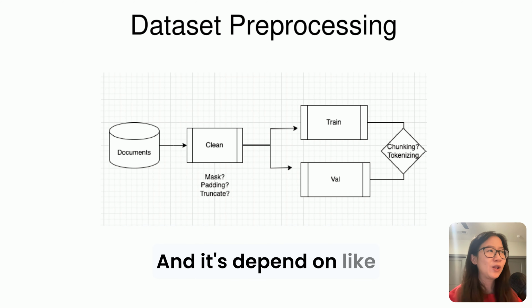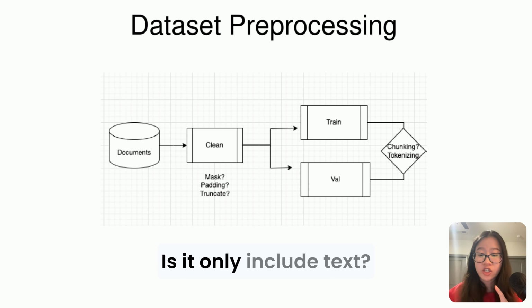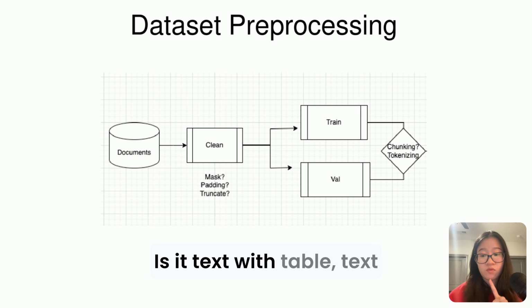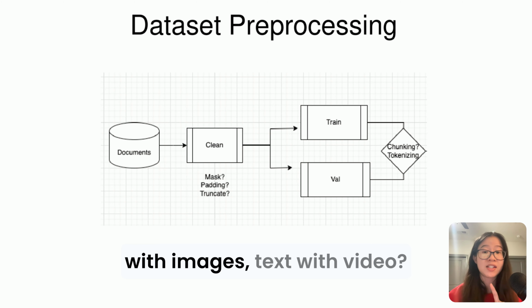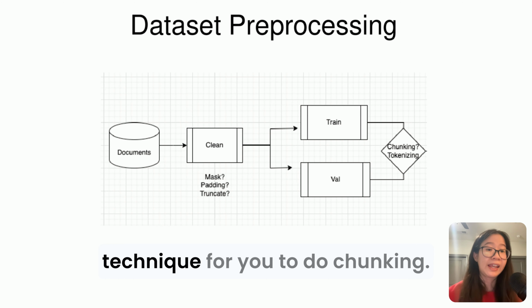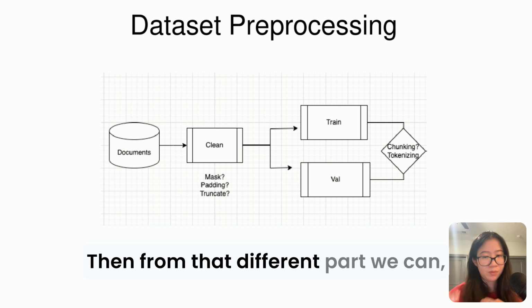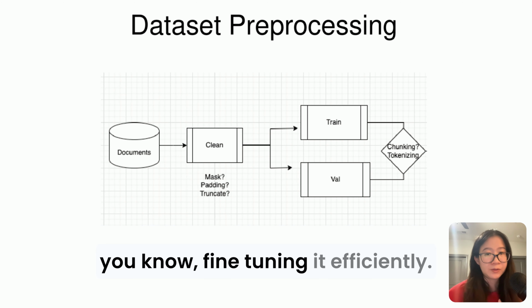And it depends on how complicated your document is. Is it only text? Is it text with tables, text with images, text with video? So there are various techniques for you to do chunking. But the purpose of chunking here is to split your document into different parts. Then from those different parts, we can fine tune it efficiently.